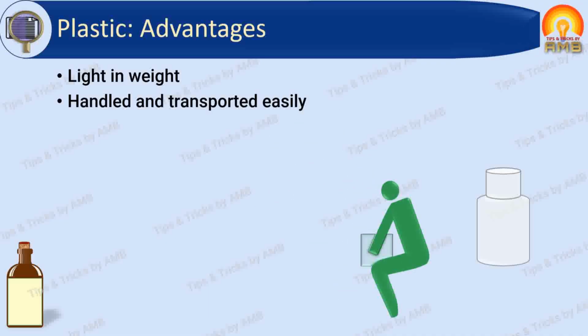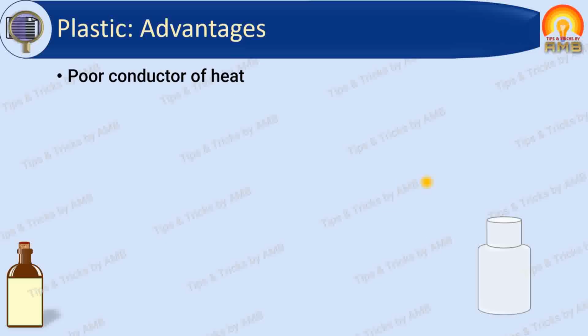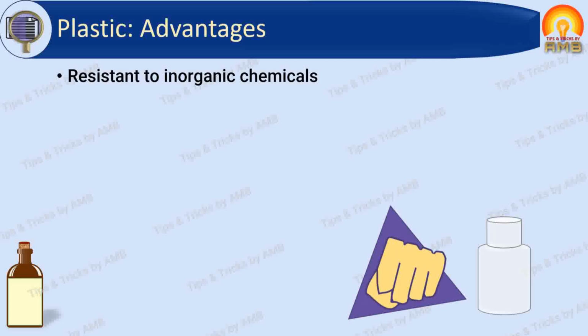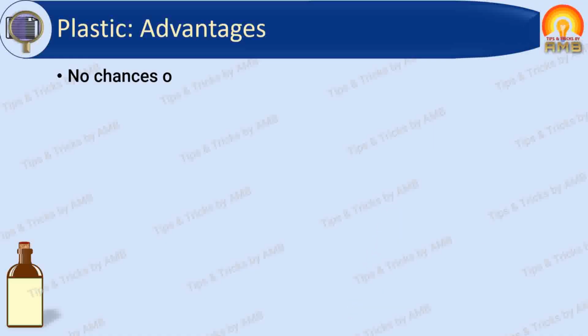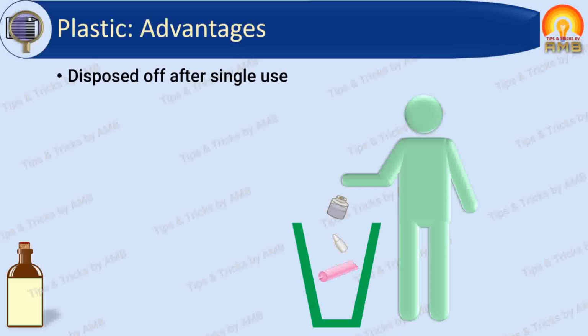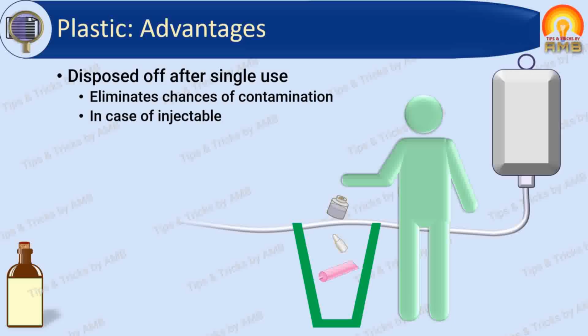Next advantage is plastics are poor conductors of heat. Next advantage is plastics are resistant to inorganic chemicals. Another advantage is plastics have good protection power. Another advantage is in plastics there are no chances of formation of flakes. Last advantage is plastic can be disposed of after single use. Thus it eliminates the chances of contamination, especially in the case of injectables.